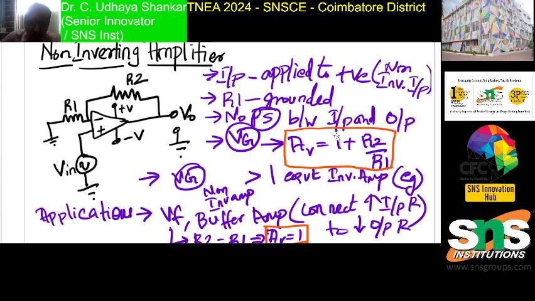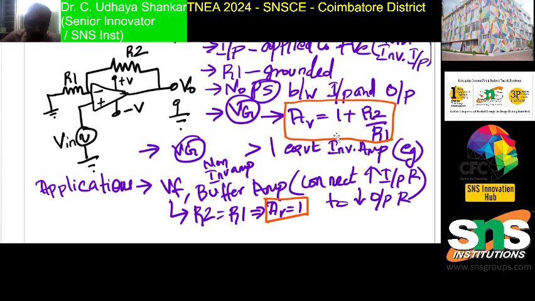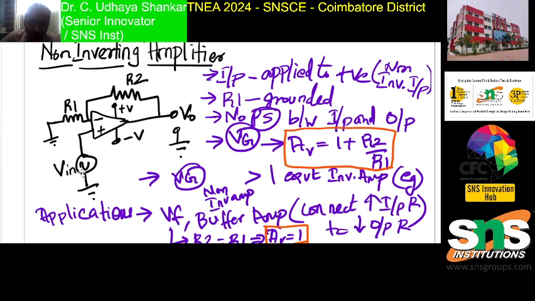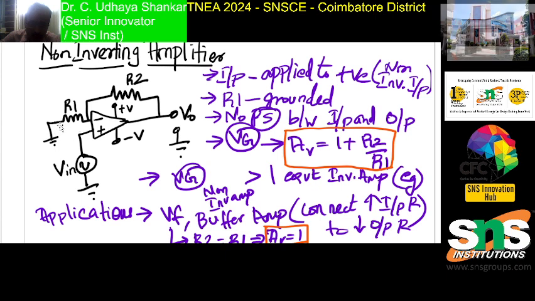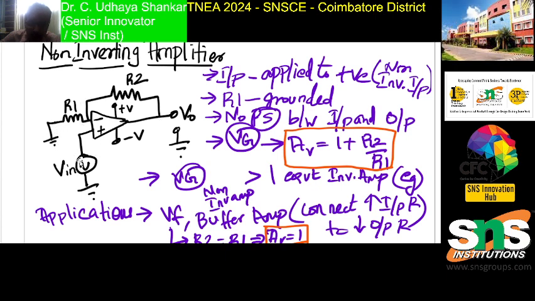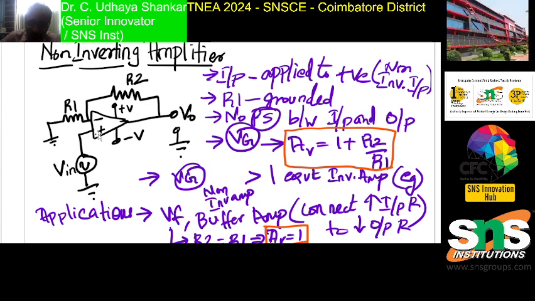From the name itself you can understand what non-inverting amplifier means. I am going to give the signal to the positive pin, whereas the negative pin is grounded through R1. So feedback is always given to the negative pin, whereas the signal is given to the positive pin, whereas in the previous case the signal was given to the negative pin. In this case the signal is given to the positive pin.